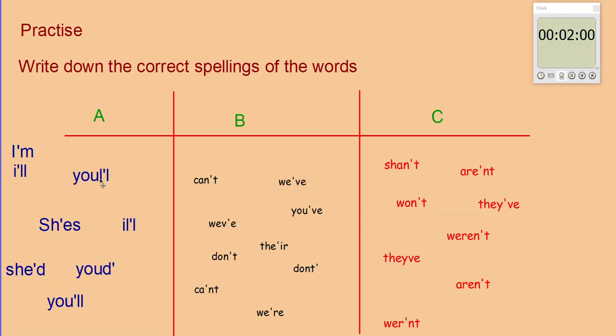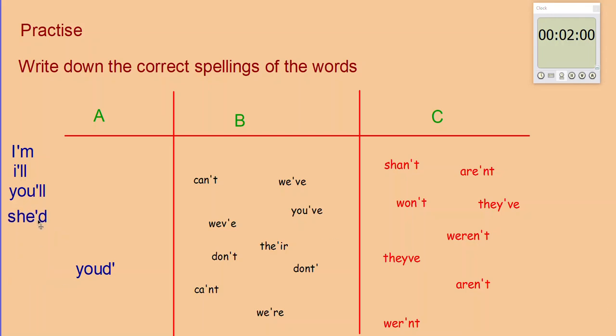You'll is a correct word, but as you can see, the apostrophe is in the wrong place. So this one is incorrect. So we're going to take that one away. This is the correct one of you'll, which is you will. As you can see, this I'll has the apostrophe in the wrong place there, so we're going to get rid of that one. And she's, expanded she is, but the apostrophe is in the wrong place because here are the missing letters. So again, this one is wrong.